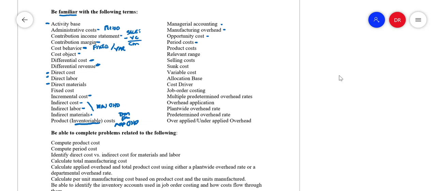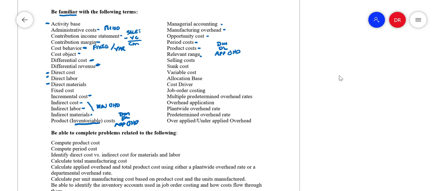Period costs are not assignable to any product. These occur regardless of the level of production. These are administrative and selling costs. Product costs are always going to be related to a specific product. These are going to be, again, direct materials, direct labor, and applied overhead. Those kind of costs are going to be associated with a product.